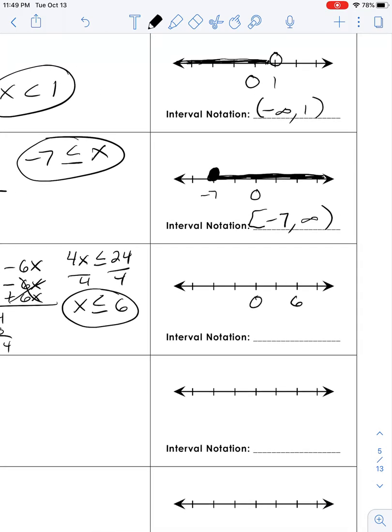All right. So 0, there would be 6. Closed circle because it's got a line underneath it. Pointy part is facing the X, so shade left.